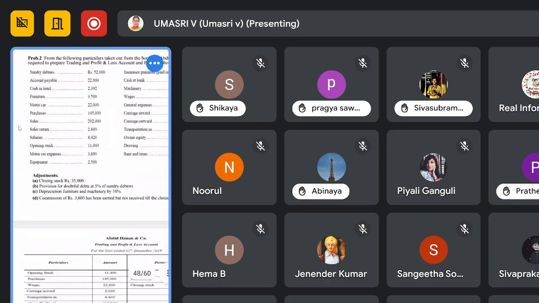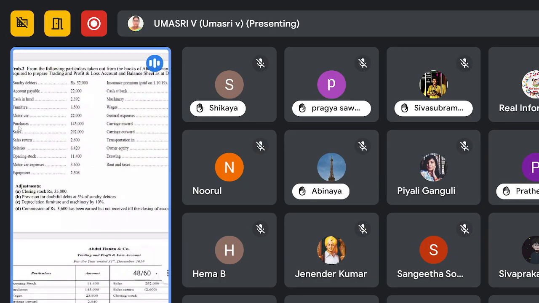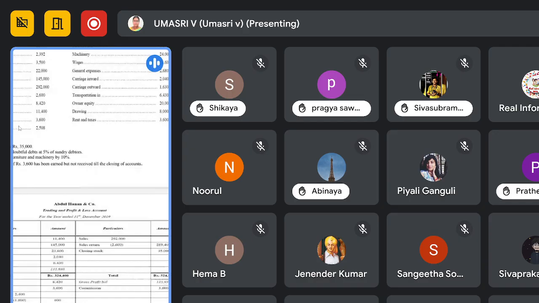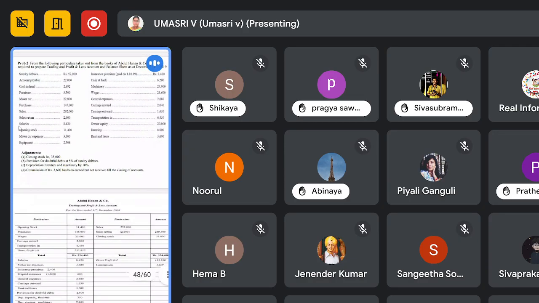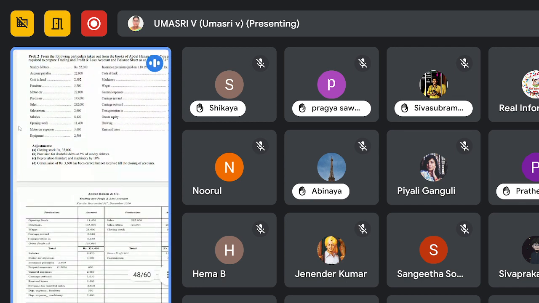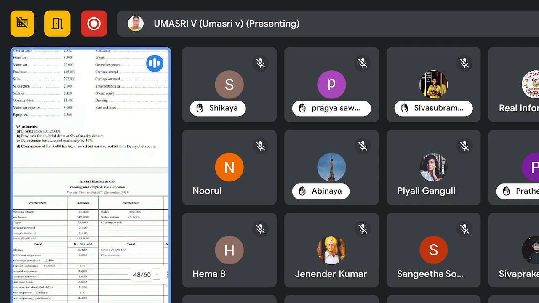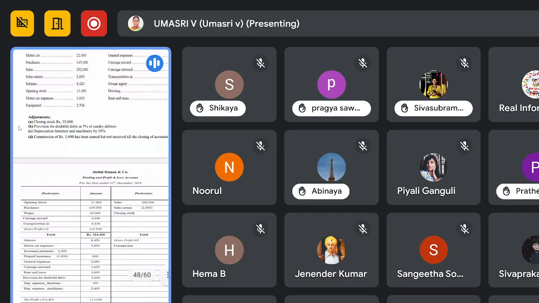Salaries, 1,420 is given. Now, transportation in you have written. On the credit side, sales less sales returns. Closing stock, you have to write it. And find out the gross profit. That gross profit, you have to write it in the trading account debit side, right?